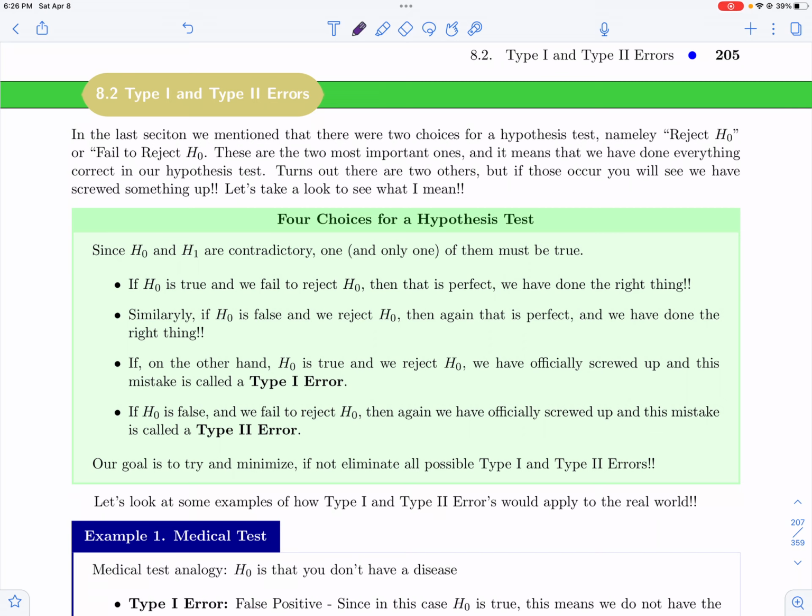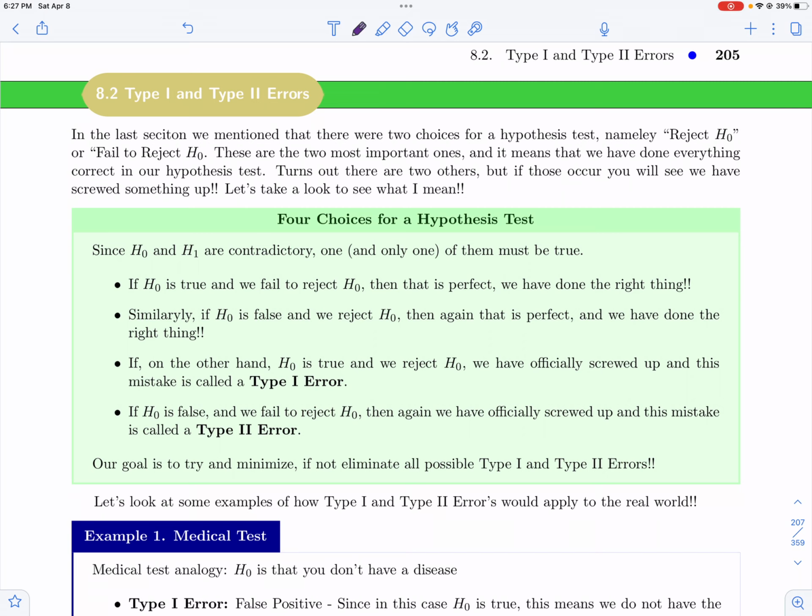If you remember from last time, we were talking about that there were only two possibilities for a conclusion. We could either reject H naught or fail to reject H naught. And it turns out there are two other ones, but again, if these occur, it really means that we've messed something up with the study rather than anything else.